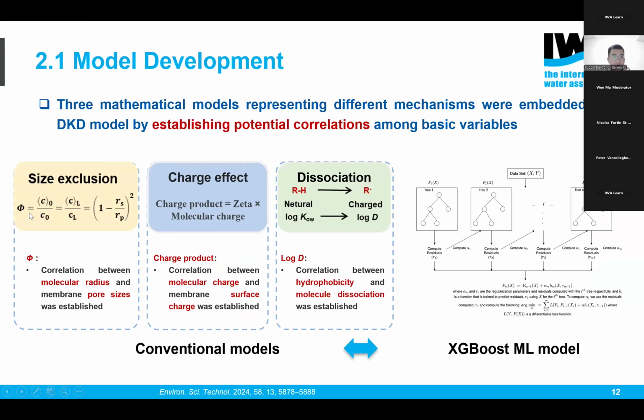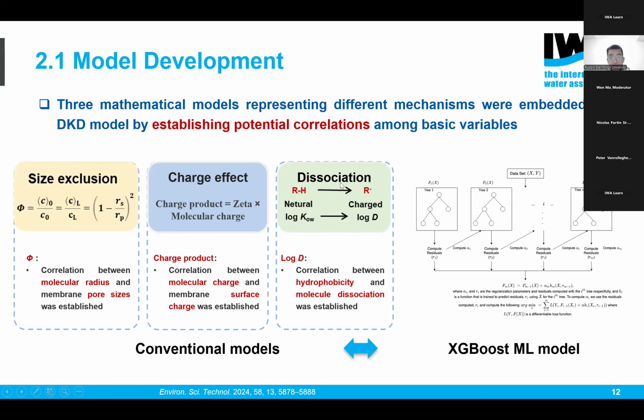So what we do is transform the data. For example, for size exclusion, we originally input the size of the micropollutant and the pore size of the membrane, and we introduce a phi here, which builds a correlation between the molecular radius and the membrane pore size. For the charge effect, we introduce the charge product, which is the product of the zeta potential of the membrane and the molecular charge. If the product is larger than zero, there is electrostatic repulsion between the molecule and the membrane. If the product is less than zero, there is attraction between the micropollutant and the membrane.